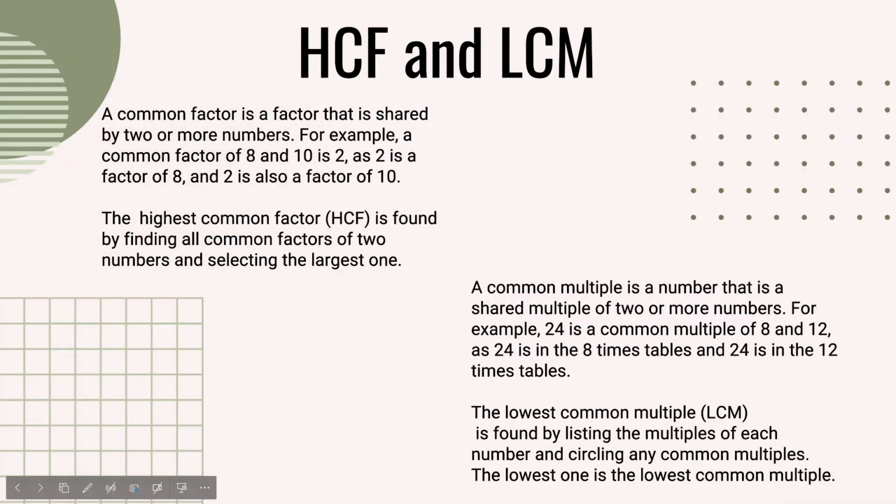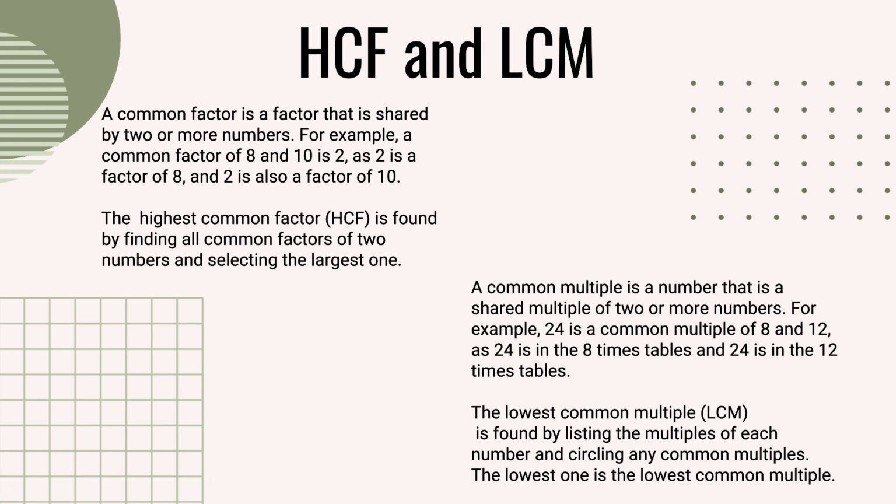Now, it's time we talk about highest common factors and lowest common multiples. A common factor is a factor that is shared between 2 or more numbers. For example, a common factor of 8 and 10 is 2, as 2 is a factor of 8 and 2 is also a factor of 10. The highest common factor is found by finding all common factors of 2 numbers and selecting the largest one.